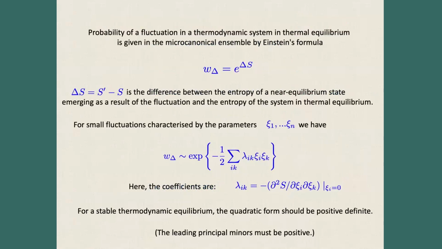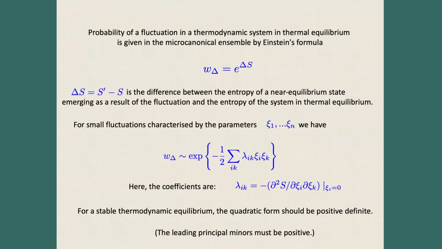Now, let's see what we can say about stability. So, a long time ago, Einstein wrote one of his less famous, but still famous papers about critical opalescence. That was in 1910. And in that paper, first emerged a formula which tells you the probability of a fluctuation in a thermodynamic system in thermal equilibrium in a microcanonical ensemble, right?